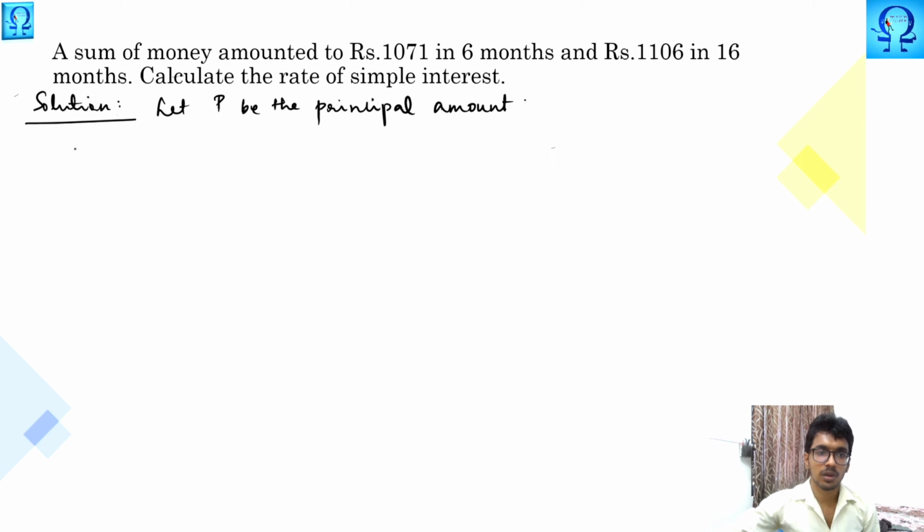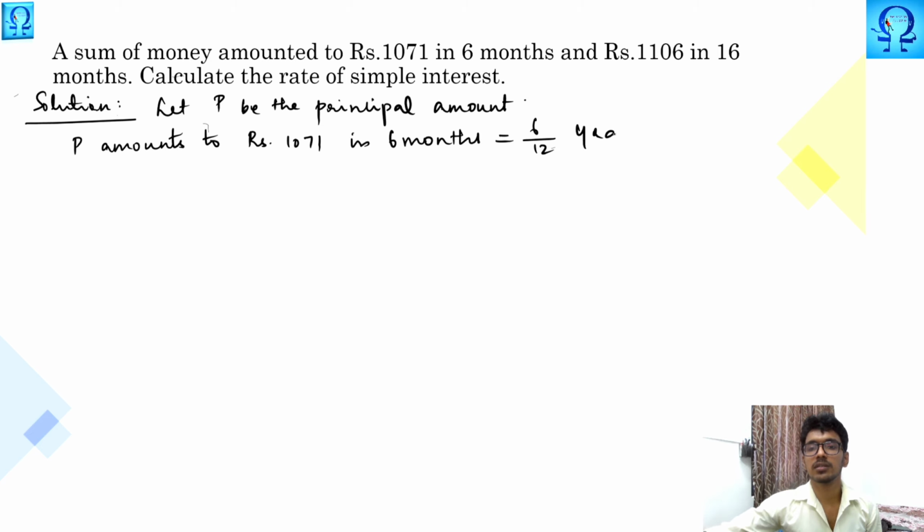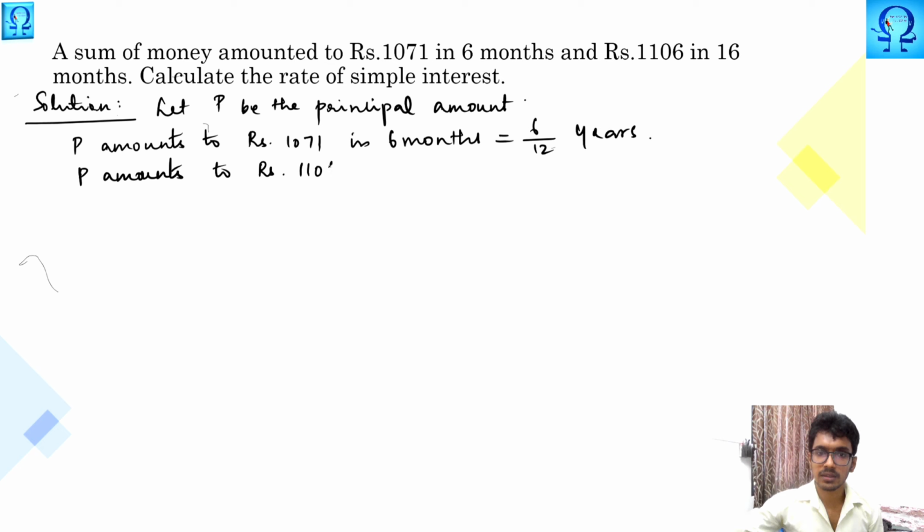This P amounts to rupees 1071 in 6 months. It is given, right? So 6 months, in the sense, is 6 upon 12 years. And the same P amounts to rupees 1106 in 16 months. So that is 16 upon 12 years. So this is given to us.